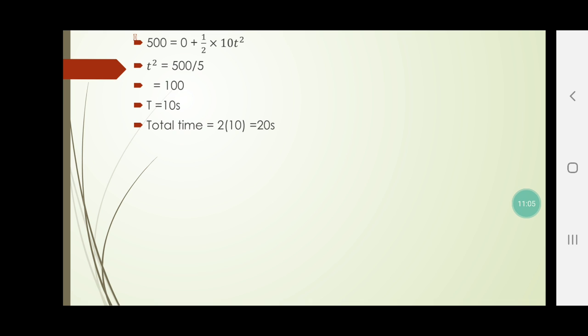Now total time taken. 10 seconds is taken to go upward and 10 seconds is taken to come down. So 10 plus 10, or 2 into 10, it's one and the same thing. So it is 20 seconds. So total time taken is 20 seconds.